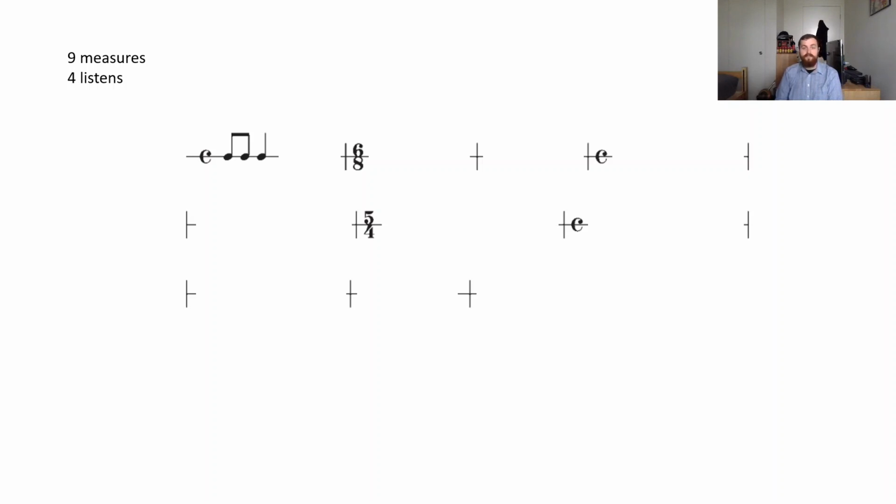Okay, I've given you the first 2 beats. That first measure is a complete measure. Okay, so I'm going to go about the same tempo, with this being my quarter note. Okay, ready? So 4 listens, 9 measures. 1, 2, 1, 2, 3, 4.